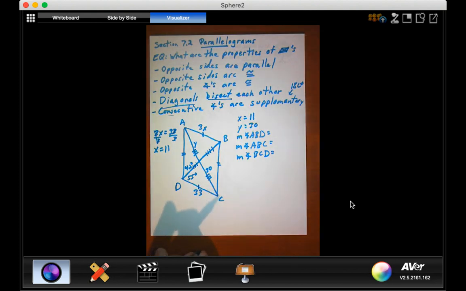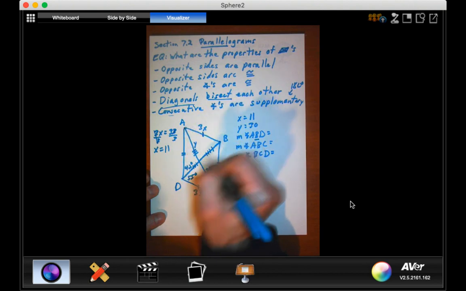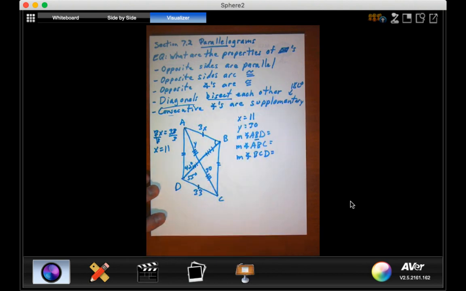Okay, we've got our x and y. Let's go find our angles. They're asking for angle ABD. Remember, the B is my vertex. It's the middle letter. So ABD is that angle right there.